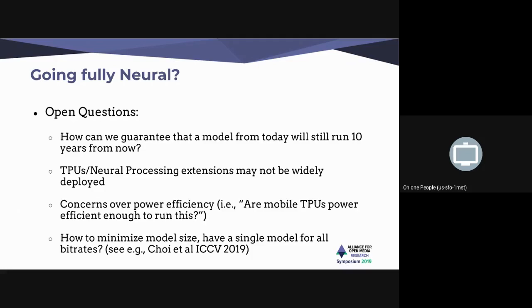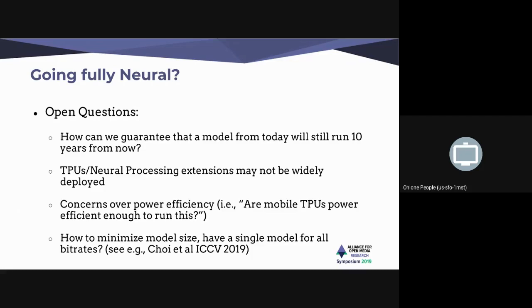Also, if we are going to depend on TPUs or neural processing engines, they might not be deployed everywhere. There are some power efficiency concerns. So, for example, when you have a video decoder chip, you're pretty much worried about how much power it will use when it decodes video. So these are things which are not within my power to decide or develop. It's something that the community has to figure out, whether these things are power efficient enough.